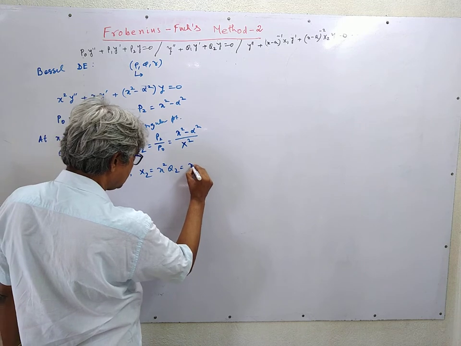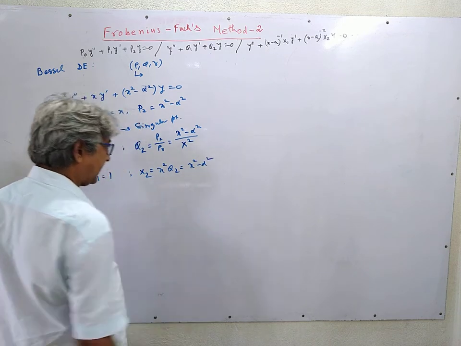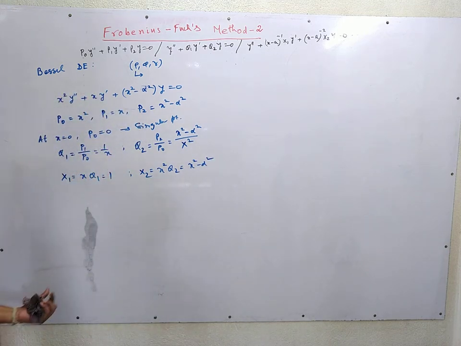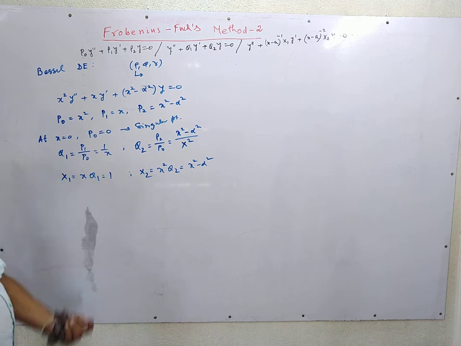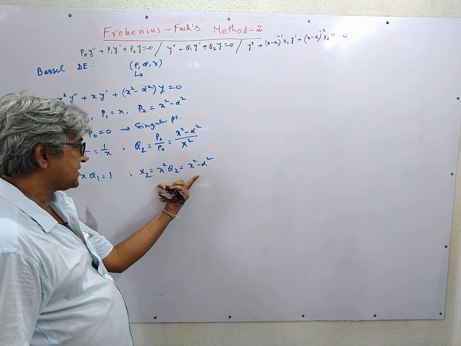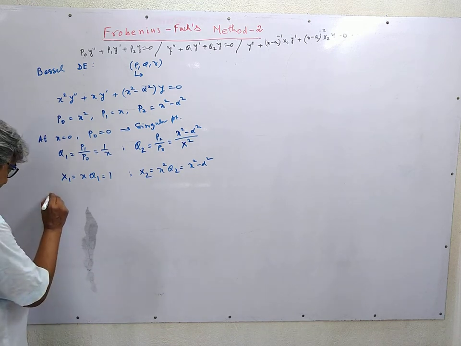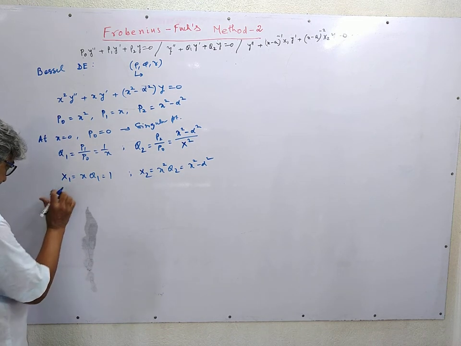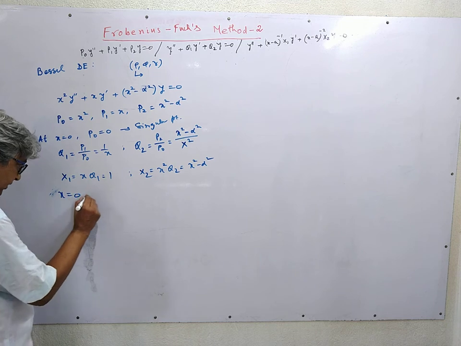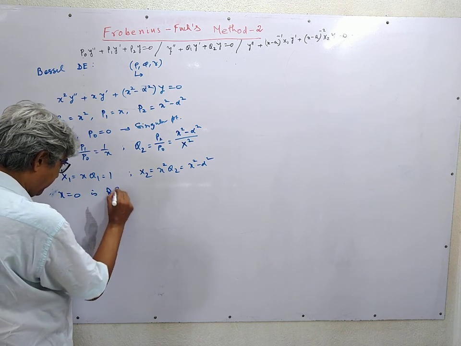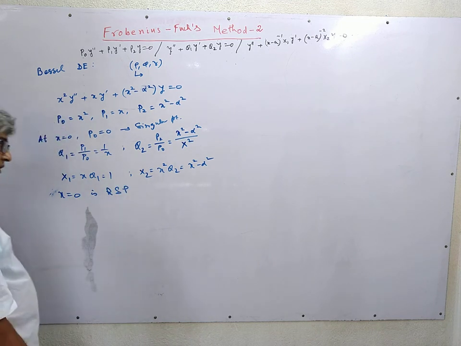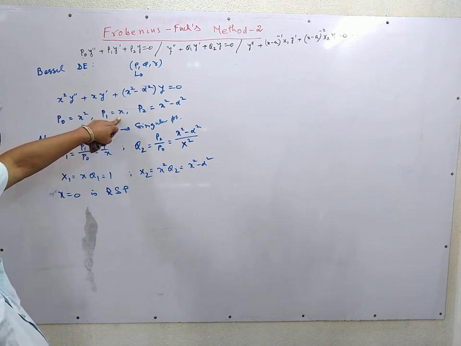At x is equal to 0, capital X1 is 1 and capital X2 is minus x square. So x is equal to 0 is a removable singular point of Bessel differential equation, and there it has another singular point which lies at x is equal to infinity.